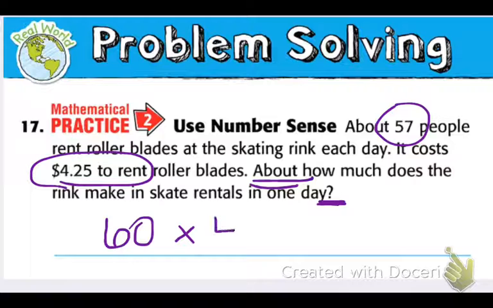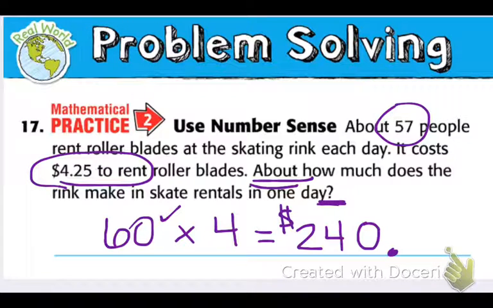$4.25 is pretty close to $4. So if I multiply this, 6 times 4 is 24. I'll make it 10 times bigger. I'll add that 0. So I know it would cost somewhere close to $240 for all 60 people to get some skates. Again, it's only 57 people, and it's $4.25, not $4. But if I don't have anything close to $240 in my pocket, I better not take those people to that roller rink. But it gives you an idea of about how much money you need.